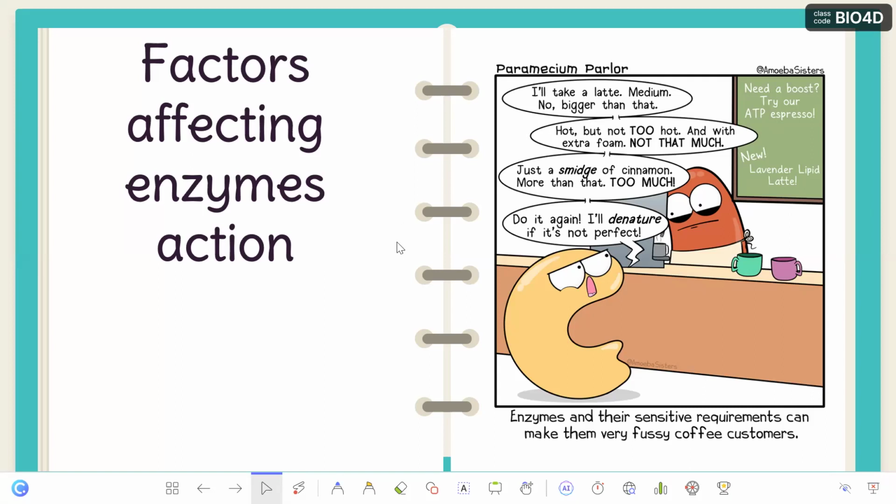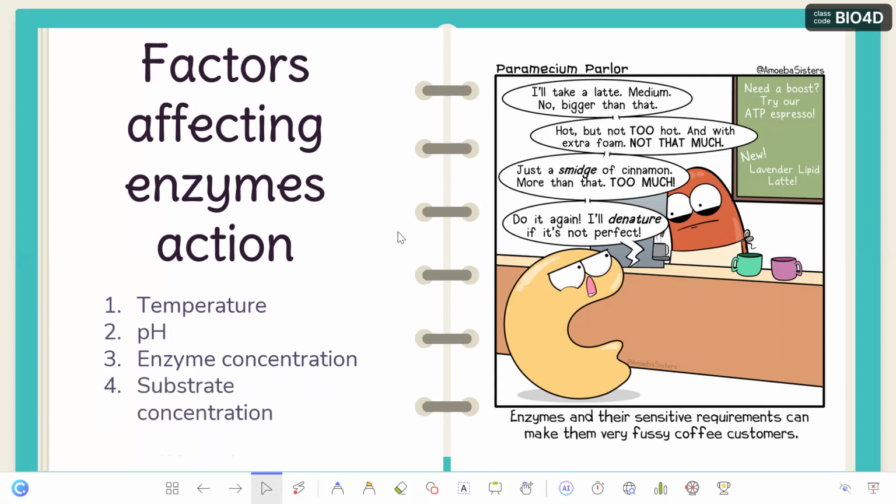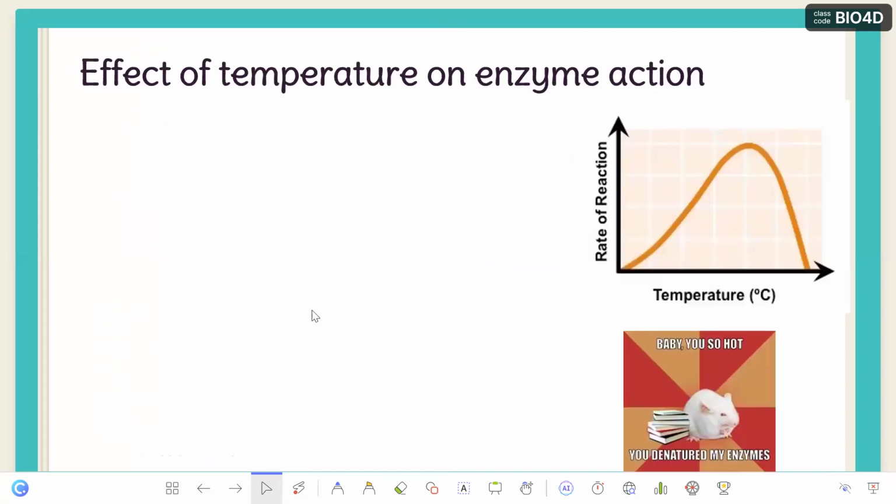All right, so there are several things that will affect your enzyme action. First is the temperature, the pH, the enzyme concentration, and the substrate concentration. Oh, I got it mixed up. Now in this part, you need to know how the graph looks like. How to explain the graph also. So now first one is how the temperature affects your enzyme. Let me just close this thing.